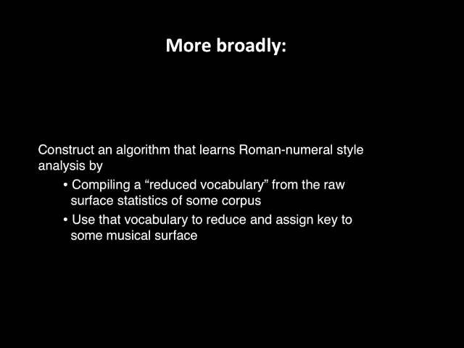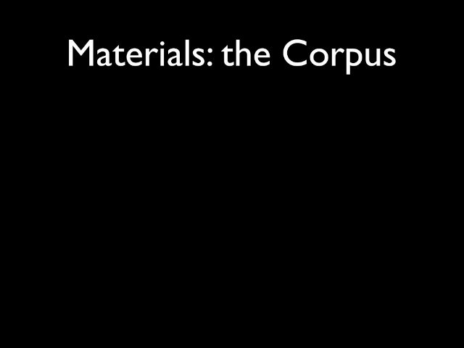And more broadly, what we're interested in is being able to map from the statistics of a corpus onto the analysis task that we do every day in the music theory classroom. So what we want to do is construct an algorithm that learns Roman numeral style analysis by compiling a reduced vocabulary from the raw surface statistics of some corpus, and then use that vocabulary to reduce and assign key to some musical surface. So what corpus are we using?